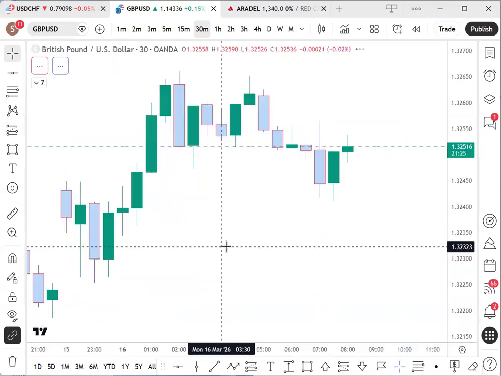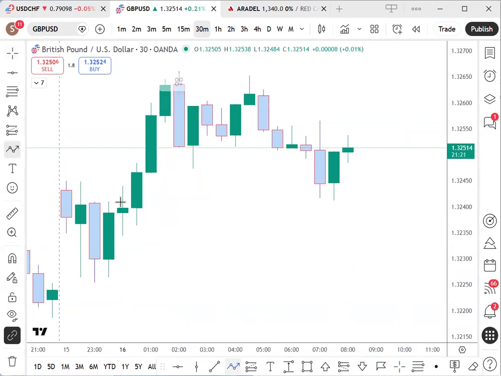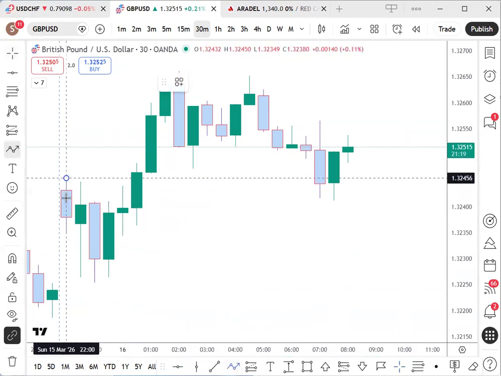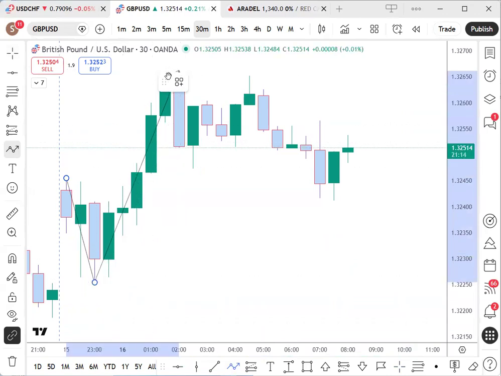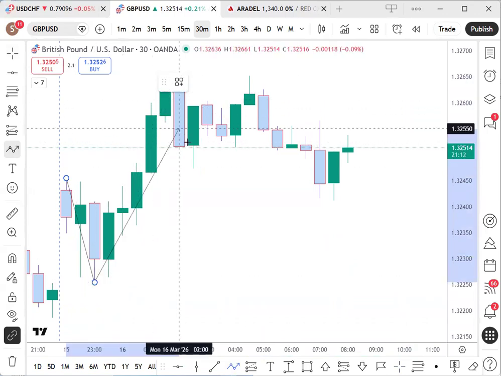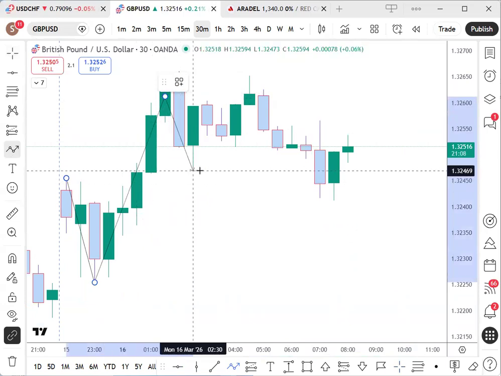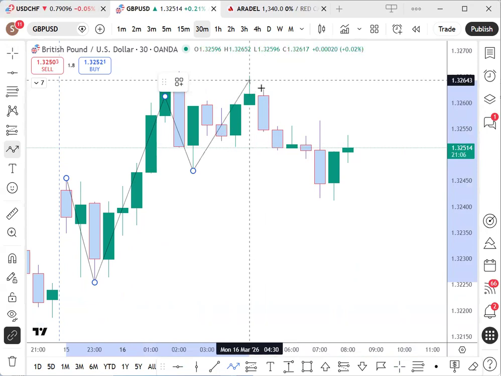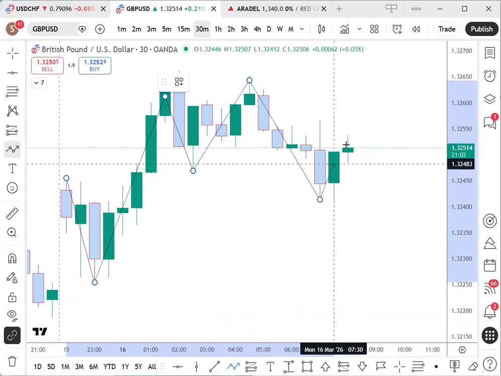Okay, let's look at Pound USD. Pound USD is hesitating. Looks like it wants to go up. But anyway, let's see. It pushed down and then went all the way up. Nice break of structure to the top there. And then it pushes down, pushes up. This one just came all the way down and then it's pushing back up here.